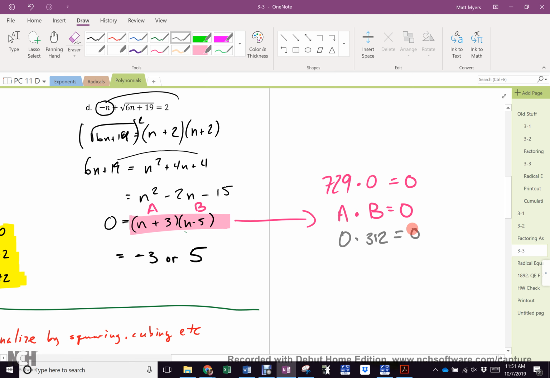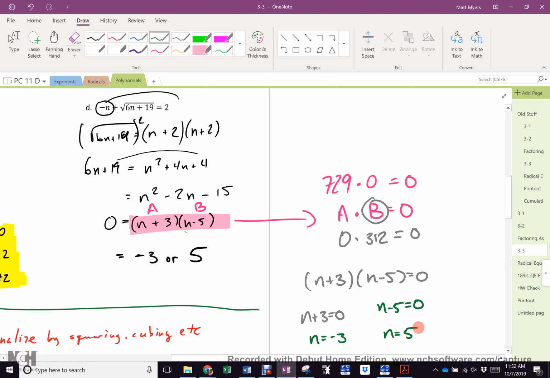Are you okay? So if you understand that, now n plus 3 times n minus 5 equals 0. So either that guy B has to be 0 or A has to be 0, right? This is A, so n plus 3 would have to be 0, or n minus 5 would have to be 0. Solve this, n equals negative 3. Solve this, n equals 5. Cool? Now, come back over to here.